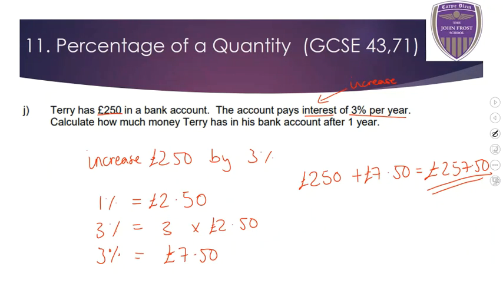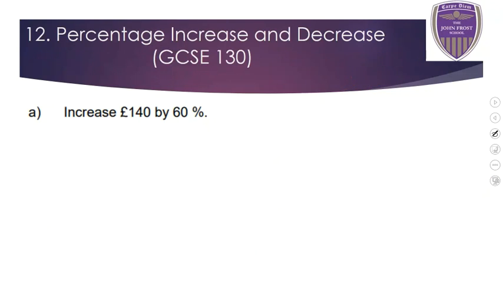You've just got to work out with that type of question whether the question's talking about increase or whether it's talking about decrease. Work out what the percentage is first. So in this case, it was £7.50. Then either add it on or take it away afterwards, depending on if it's increase or decrease. Which leads us into these questions.